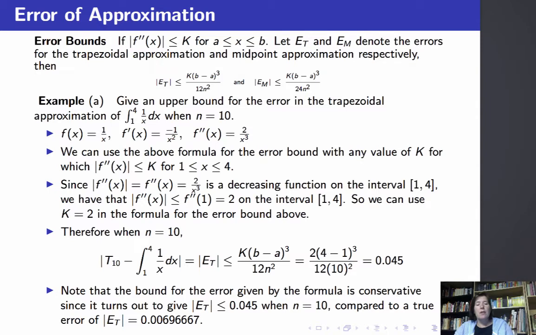Now this is a conservative estimate for the error, and that makes sense because it applies to all functions. And when you look at the actual difference, the actual error, it's roughly 0.00696667. So we see it's quite a bit smaller than the upper bound given by this theorem. Nevertheless, we have an upper bound for the error, and we have some guidelines as to how far off we could possibly be with our estimate.